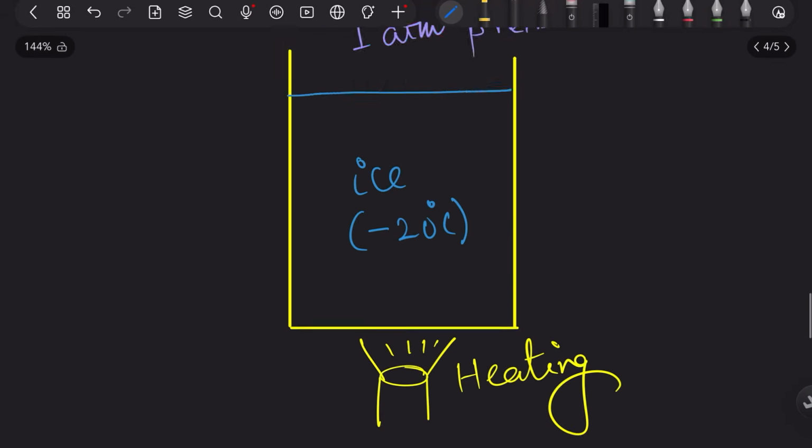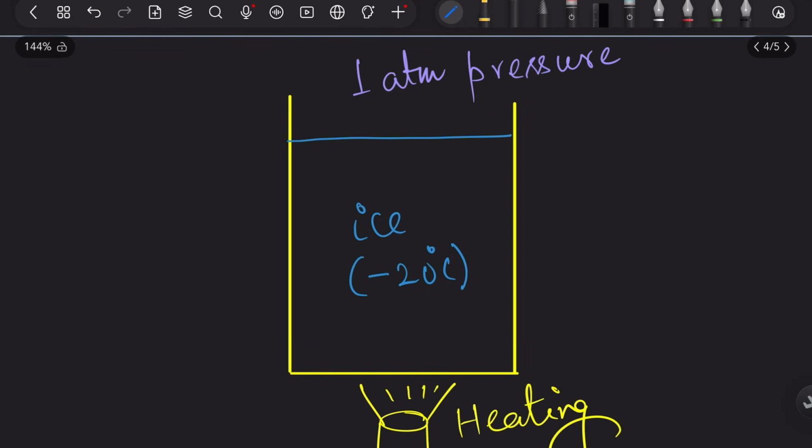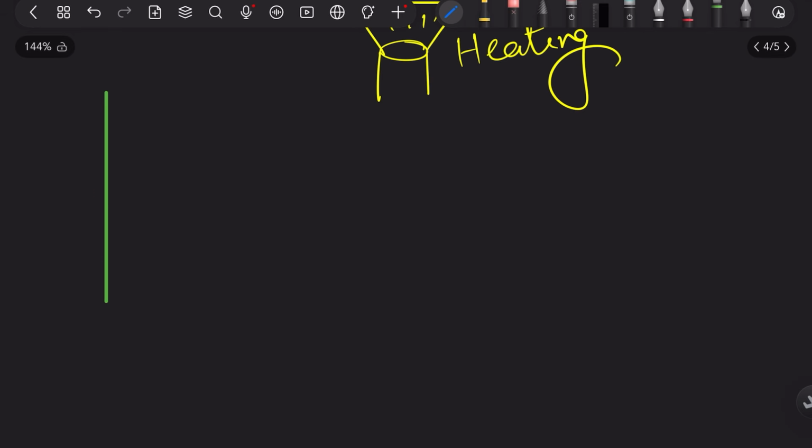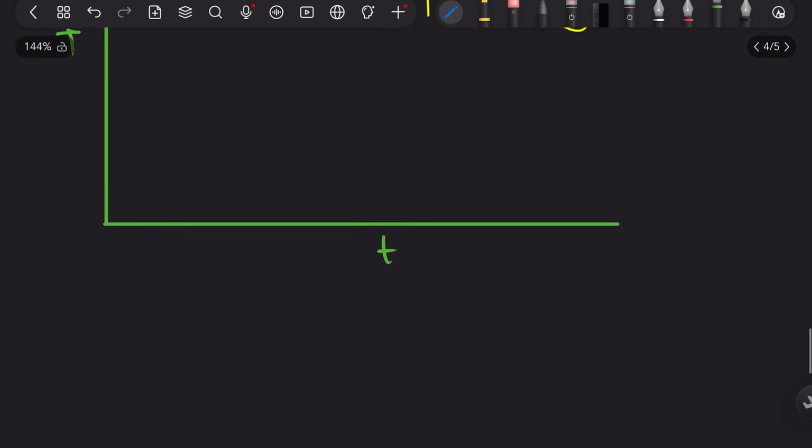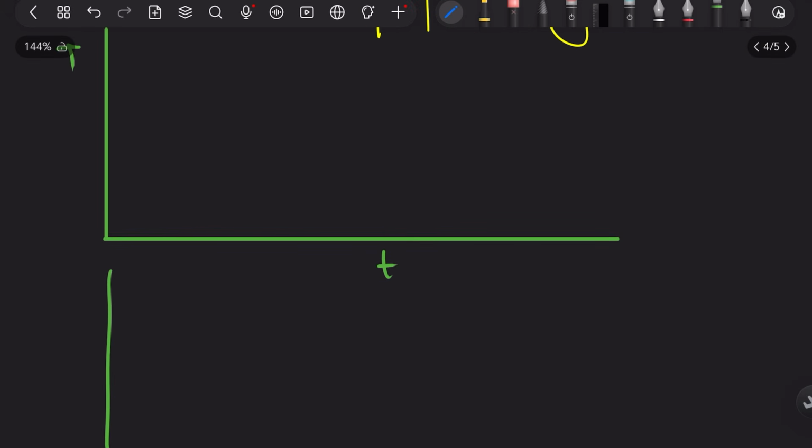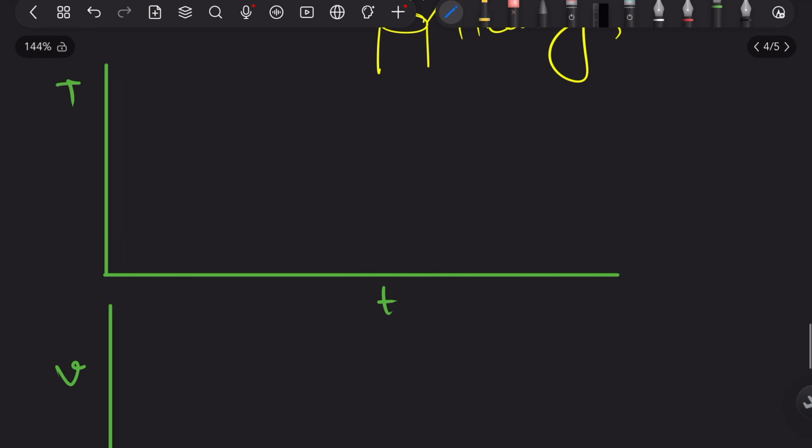What the scenario says is, there is a beaker with ice at minus 20 degrees Celsius, and it is open to 1 atmospheric pressure. It is open to the atmosphere and you are heating it. Now you have to draw first the temperature versus time graph, and then the specific volume versus time graph. So first we draw the temperature versus time.